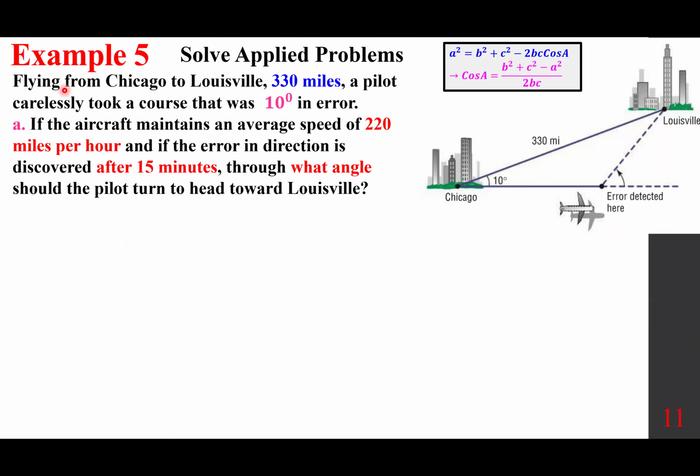Let's look at this situation. Example 5. Flying from Chicago to Louisville, 330 miles. So Chicago to Louisville is a distance of 330 miles. A pilot carelessly took a course that was 10 degrees off. So instead of going this way, we are going the wrong direction by 10 degrees in error.